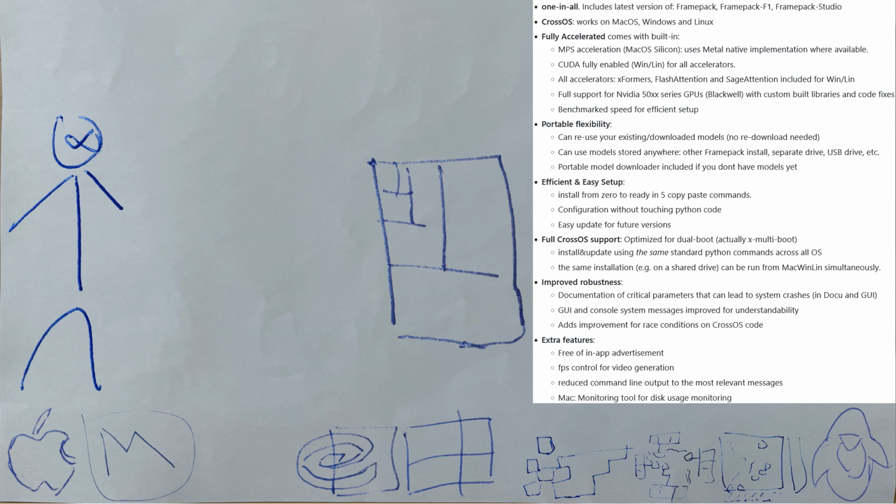It is fully portable and can download the models it needs or just reuse the ones that you already have. It can load models from other FramePack installations, another hard drive, or even a USB key. It's easy to set up, and all you need are the same 5 copy-pasted commands on Windows, Mac, or Linux. It has full Python cross-OS support. The same code works on Mac, Windows, and Linux, even on the same machine.